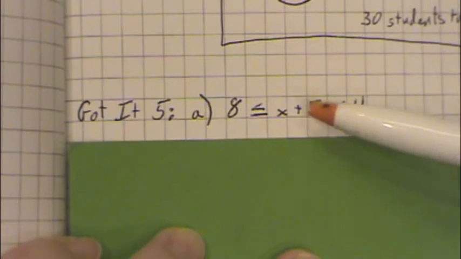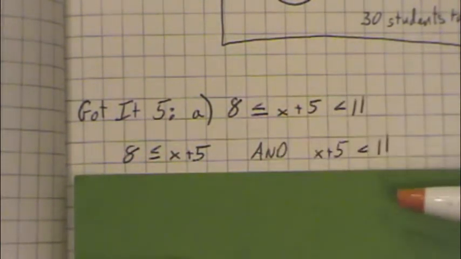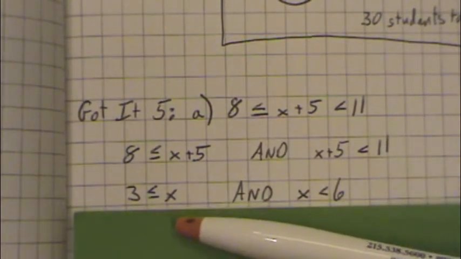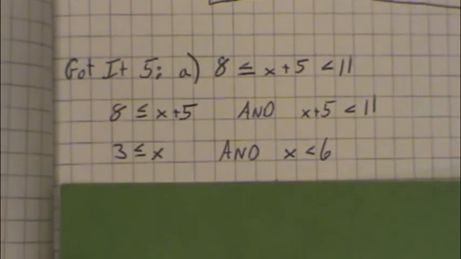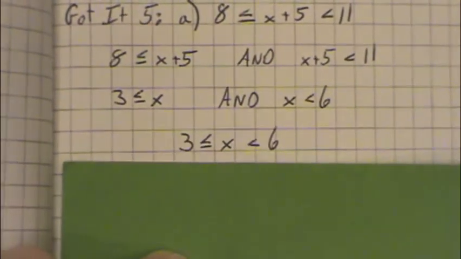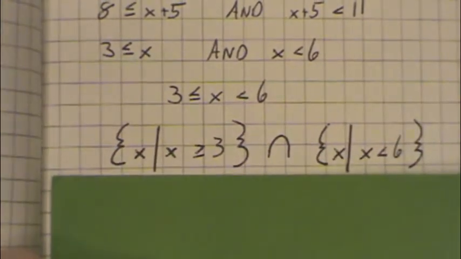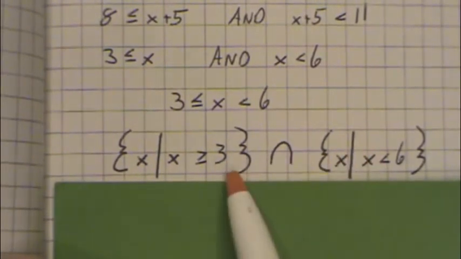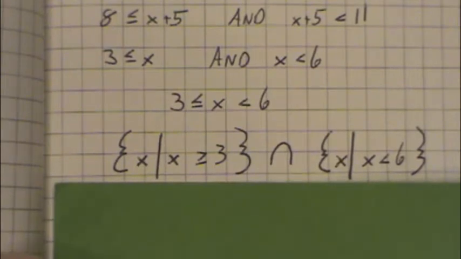Okay, I don't like to do all this simultaneously. I'd rather break it up because I'm just afraid I'm going to make a mistake if I try to do it all at once. So I end up with 3 is less than or equal to x and x is less than 6. When I turn that into set builder notation, it looks like this. And then, since both of these things have to be true, this is an intersection. It has to belong to both groups.